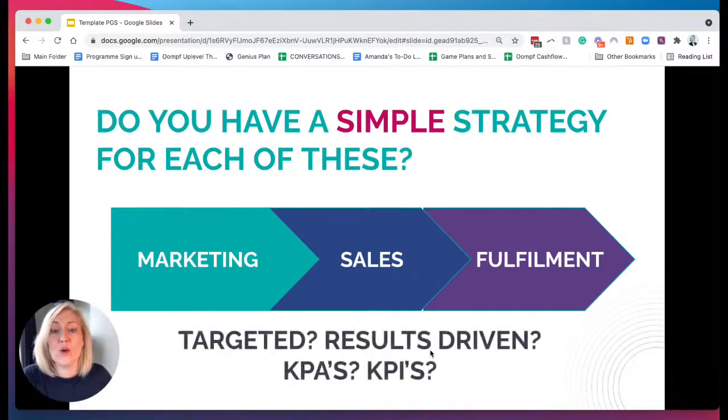So things you need to think about is, what simple strategy for each of these could you have or should you have? Well, the strategies have to be targeted, they have to be results driven, and you have to have KPAs and KPIs. So KPAs are key performance actions, KPIs are key performance indicators. What way too many of you do is you focus on how many sales calls am I having and how much money have I made, and actually what we need to do for a strategy is work out what are the actions you need to take to get the results that you want. Okay, so we're looking at KPAs and KPIs.